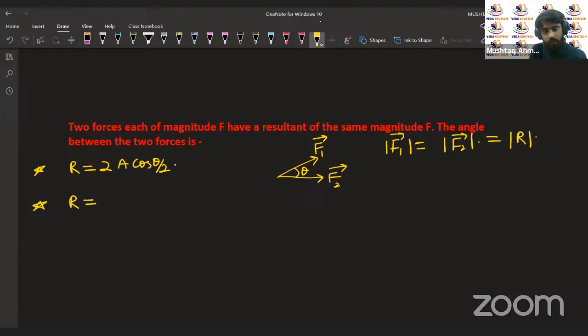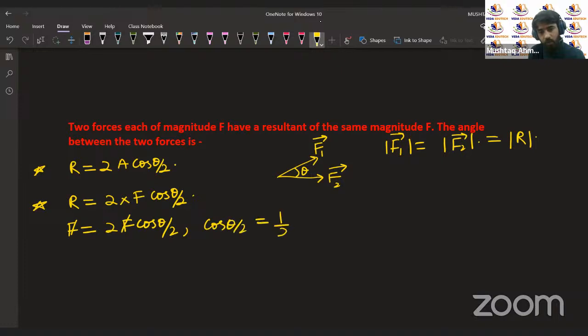Suppose R is the resultant of these two vectors and the magnitude of each of these forces is f. So it will be 2f cos of theta upon 2. And it is also given that the magnitude of the resultant is also equal to the magnitude f. So we can replace R with f here. So we get f equals 2f cos theta upon 2. f and f will cancel out. So from here we get cos of theta upon 2 equal to 1 upon 2.